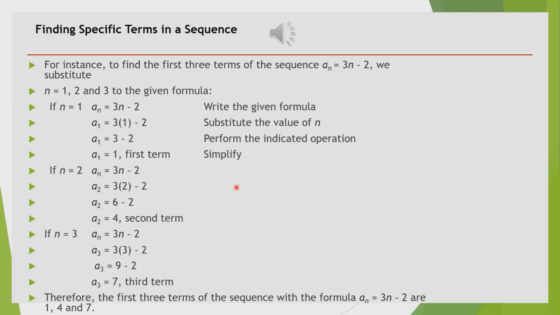Now, if you are asked for the fourth and the fifth terms of the sequence 1, 4, 7, all you need to do is to take the value of n, which is 4, and then substitute it again and do the indicated operation. Again, for n is equal to 5, or the fifth term, we just substitute the value of n, which is 5, to the formula to get the value of the fourth and fifth term. Okay?